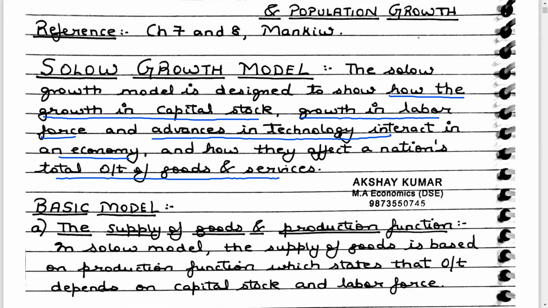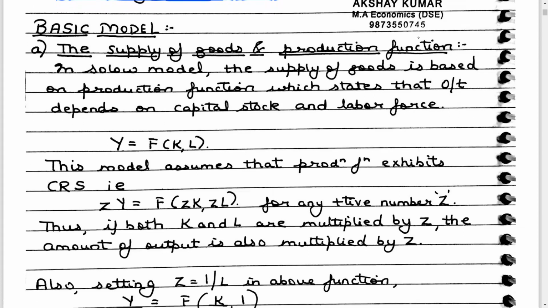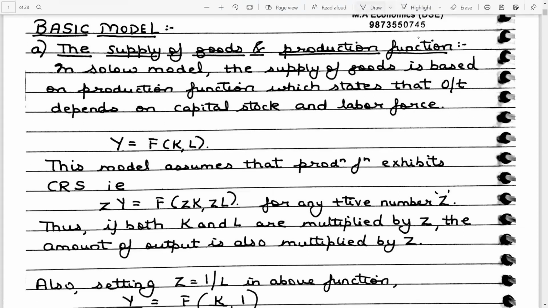So this model will be taking into account the growth in capital stock, growth in labor force, as well as advances in technology. And using these three variables, the Solow model will be explaining the growth in the total output of goods and services. So let's look at the basic Solow model. Let's first talk about the supply and the production function in the Solow economy.